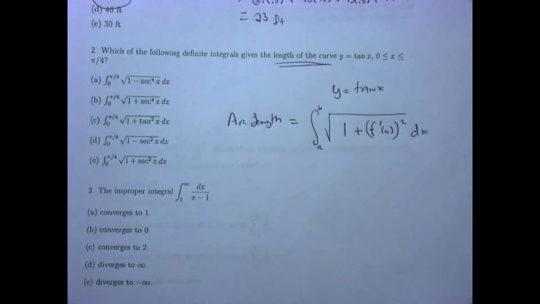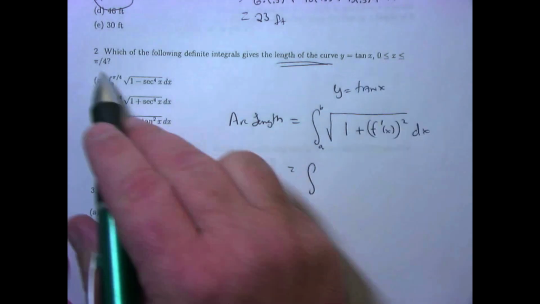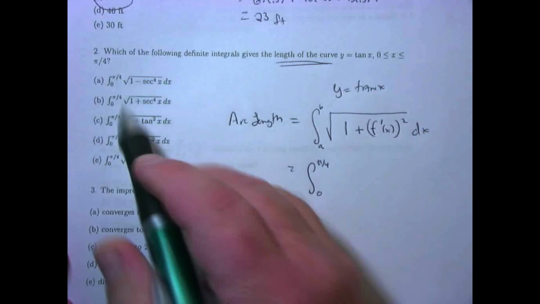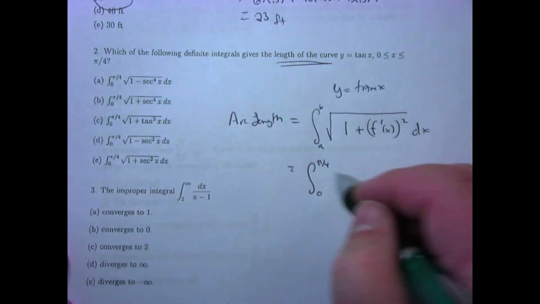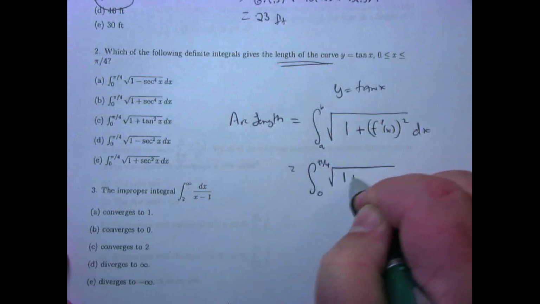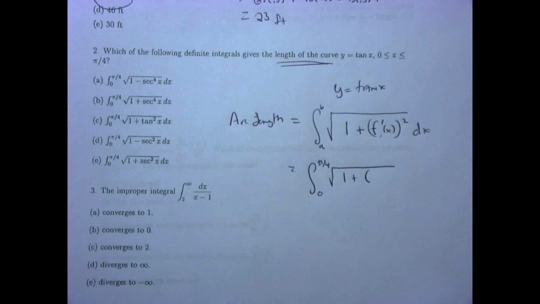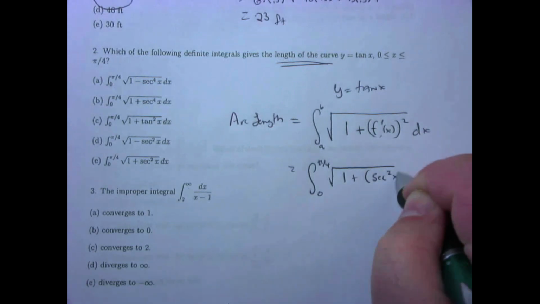And let's see if you guys remember things from Calculus 1. The integral, my bounds are between 0 and pi over 4. So that would be 0 to pi fourths. But that doesn't help me out because all my answers have 0 to pi fourths. Okay, great. Square root of 1 plus the derivative. Uh-oh, here we go. What's the derivative of tangent of x? Very good. Calculus 1 come back to haunt you.